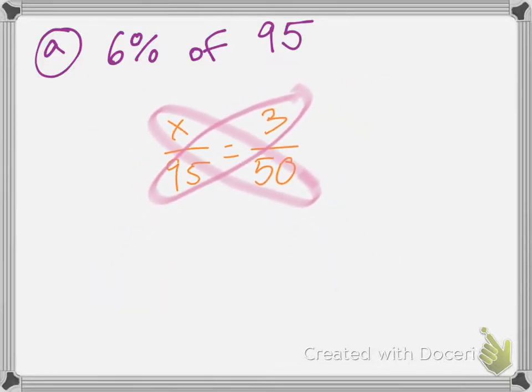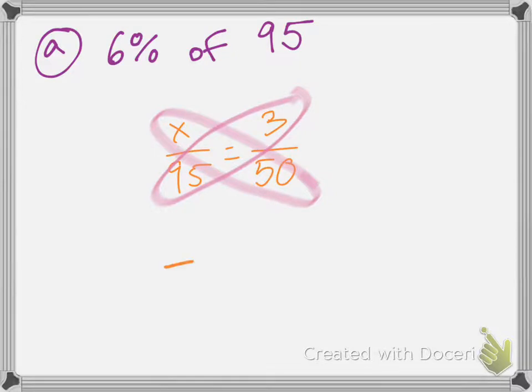What do I set up? What is it going to look like? On one side, I'm going to have 95 times 3. What's on my other side? Anna Jolene, what's on my other side? Exactly. 50x. That's exactly how we write 50 times x.